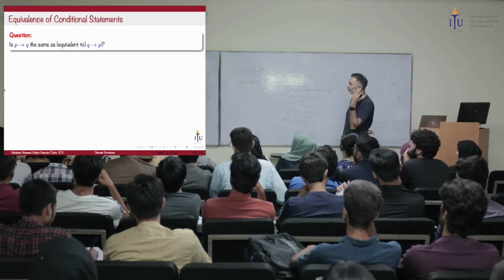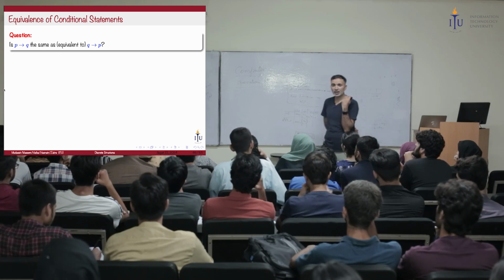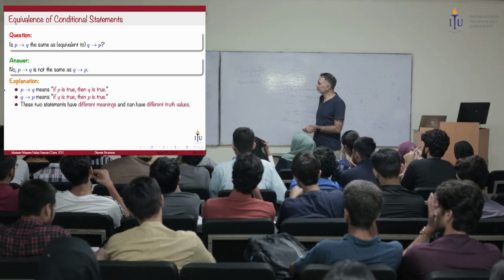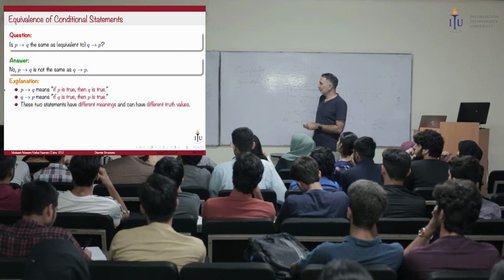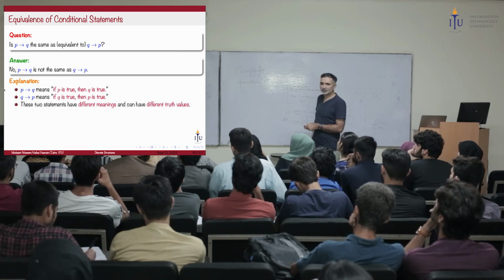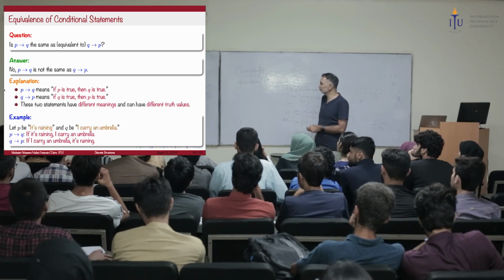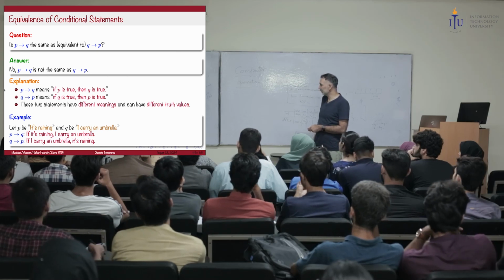If P then Q, is it equivalent to Q then P? It's not. Okay? These are two different statements. And here's an explanation. P then Q means that if P is true, then Q is true, and Q then P means that if Q is true, then P is true. These two statements have different meanings and can have different truth values.